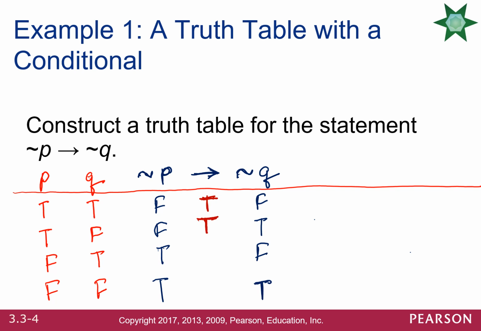So let's write the false. And then when both are true, then it is also true. So we got the final result here of the conditional of this statement. Let me highlight this. So if not P, then not Q has truth values which are T, T, F, T for the following values of not P and not Q.